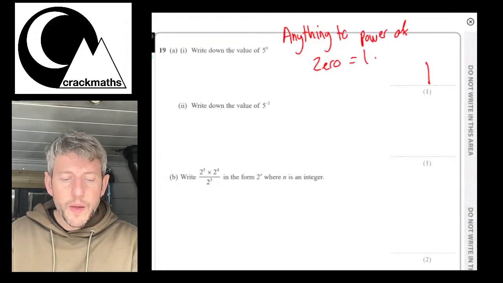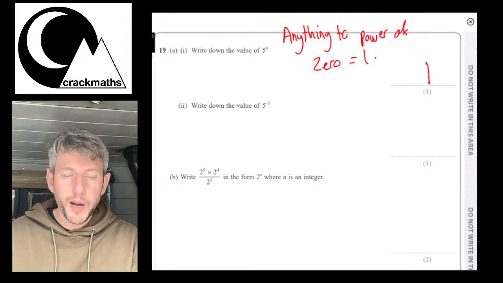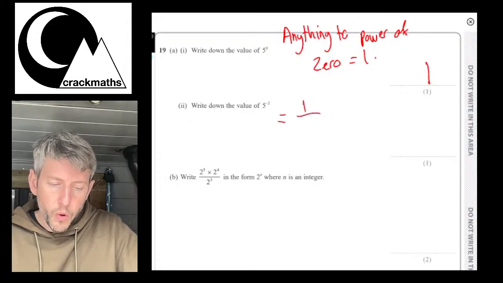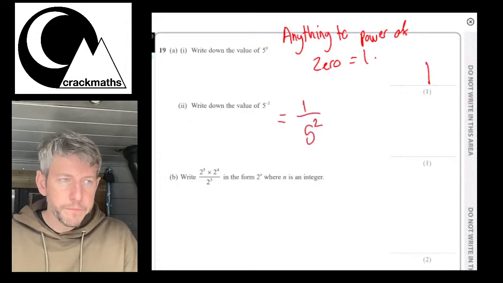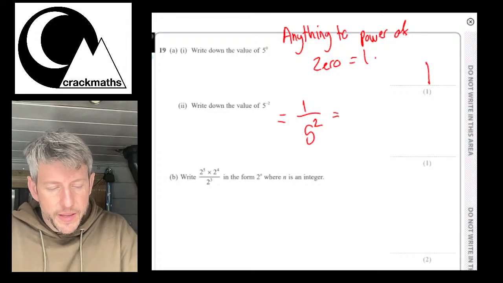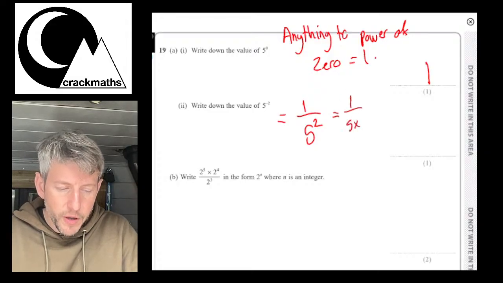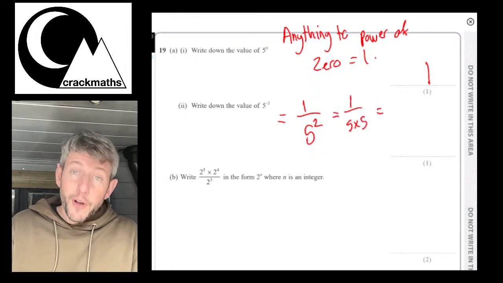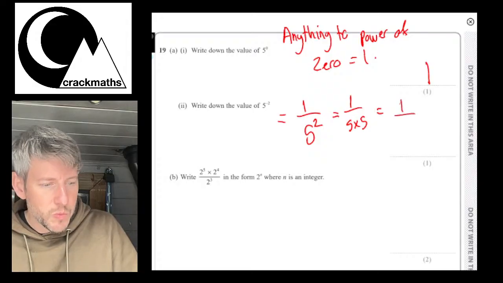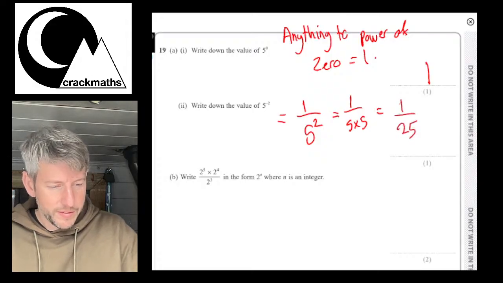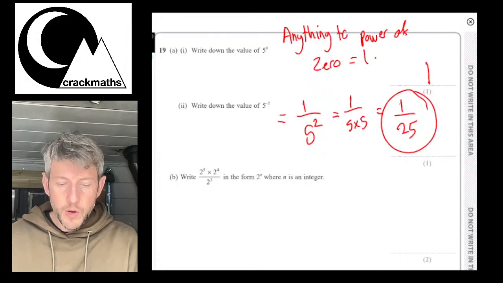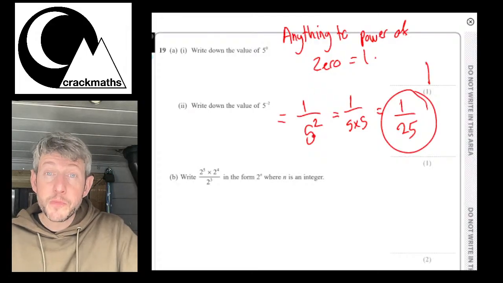Okay, write down the value of 5 to the power of minus 2. So if you've got a minus, this is the same as 1 over 5 to the power of 2. To the power of 2 means you multiply the number by itself. So this equals 1 over 5 times 5. 5 times 5 is 25. So this becomes 1 over 25. There we go. So remember that if it's a negative power, you just put it 1 over.